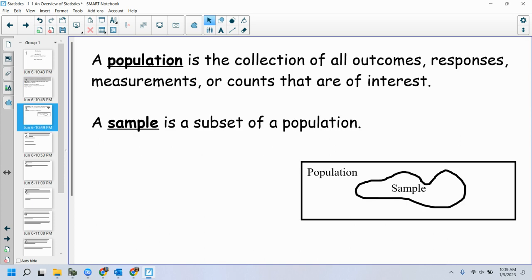Okay, we have a population and we have a sample. And that's going to be a key difference to understand and tell apart. The population is the collection of all outcomes. And make sure you make note of the word all.